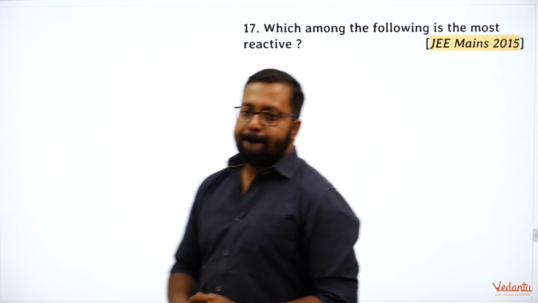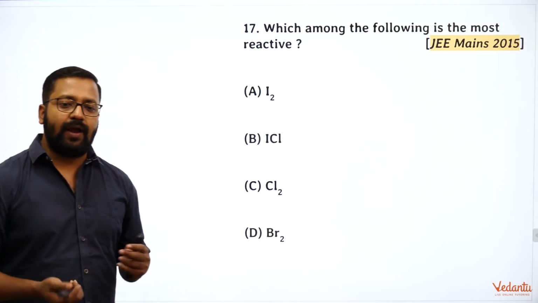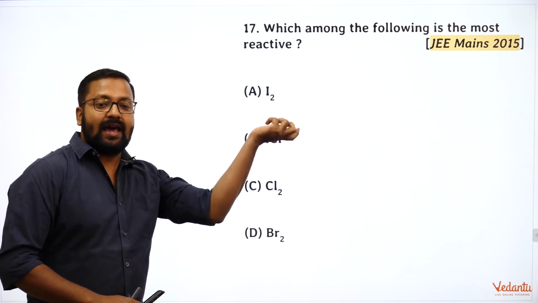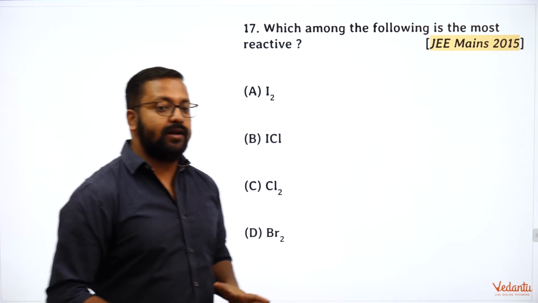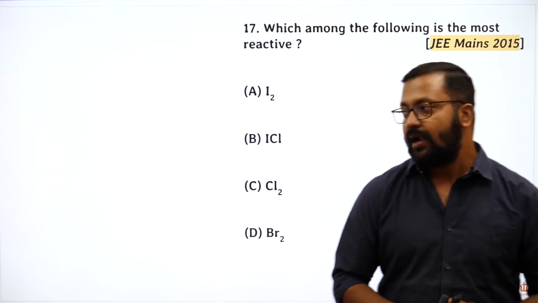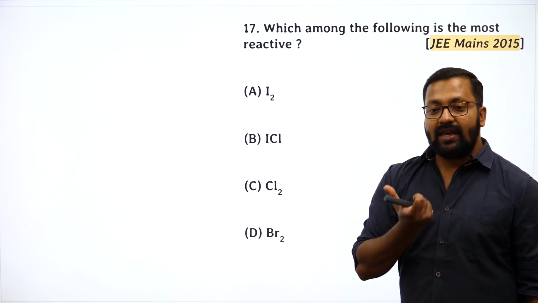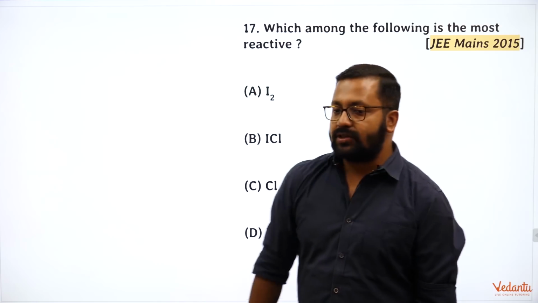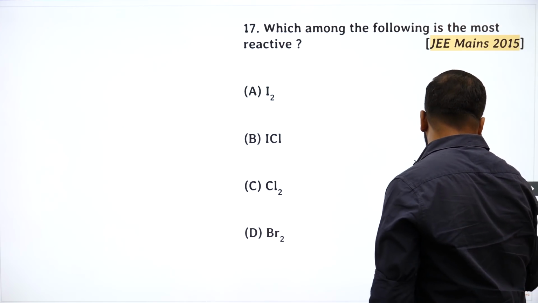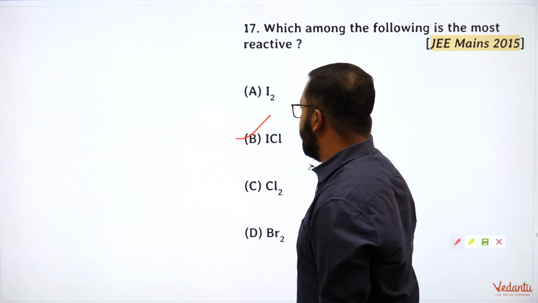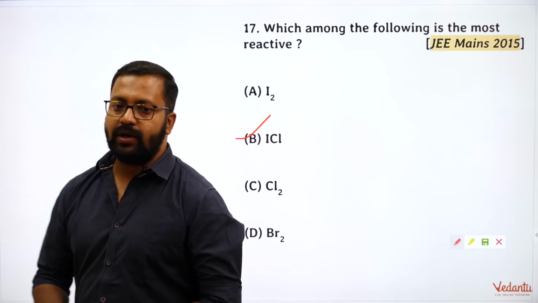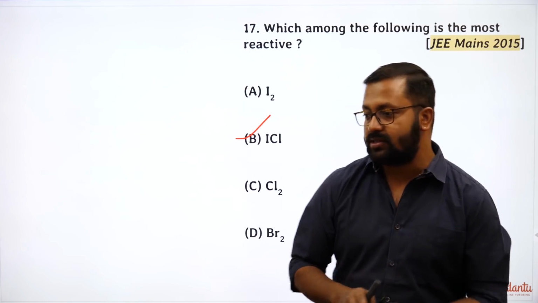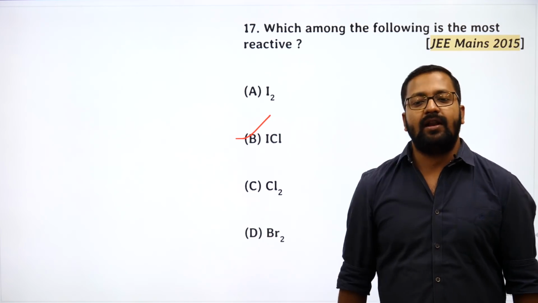Next question. Which of the following is most reactive? We have halogens. Apart from that, there is an interhalogen compound. An interhalogen turns out to be more reactive than halogens because the bond is weaker. So the right answer to this question is ICl. Interhalogen compounds are always more reactive than halogens because of the weakness in the bond.